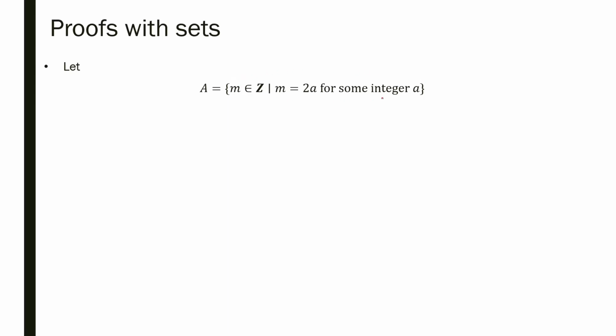Okay, so A is the set of all integers that you can write as 2a for some integer a. B is going to be the set of all integers n such that n is equal to 2b minus 2 for some integer b. So B is just the set of all integers that you can write as 2b minus 2, where b is any integer, it doesn't matter what it ends up being. I claim that these two sets are equal to each other.